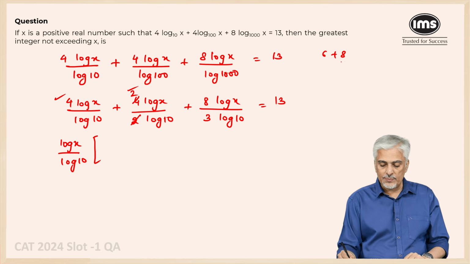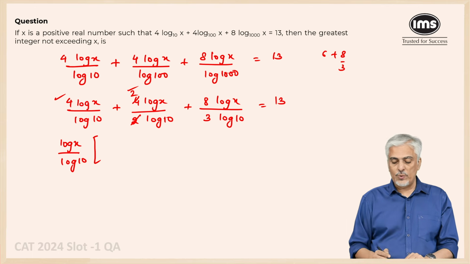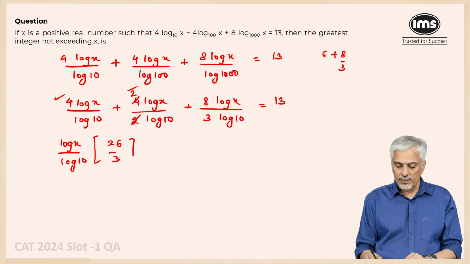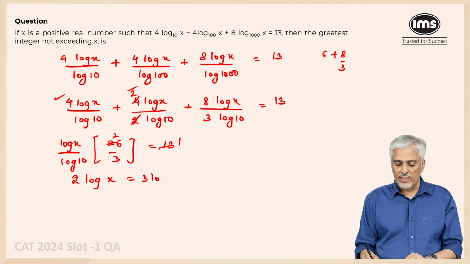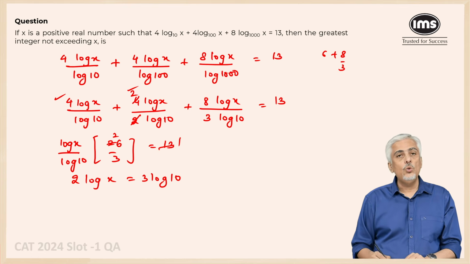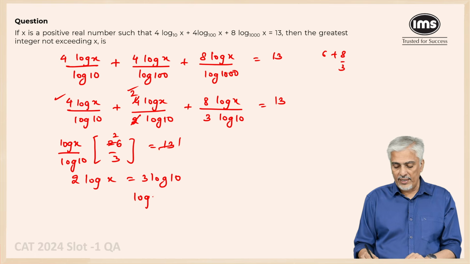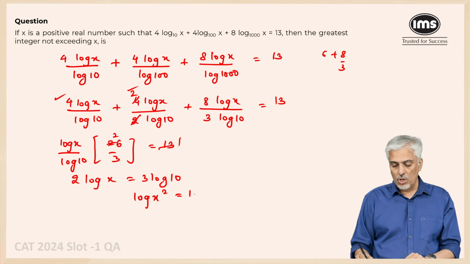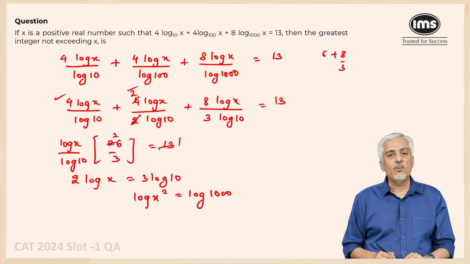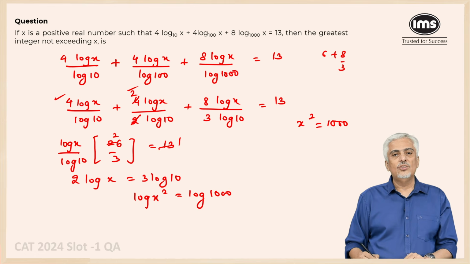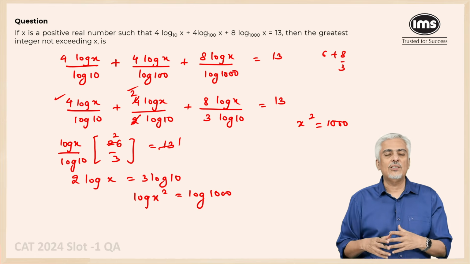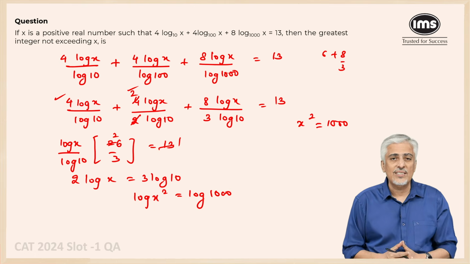Let's do that in the rough work. 6 plus 8 by 3: 18 plus 8, 26 by 3 is equal to 13. So therefore log x, 13 ones are 13, twos are 2, log x is equal to 3 log 10. 2 log x is nothing but log x square. 3 log 10 is nothing but log 1000. Get rid of log on both sides. x square is 1000. So x is 31 point something something. 31 square is 961. 32 square is 1024.